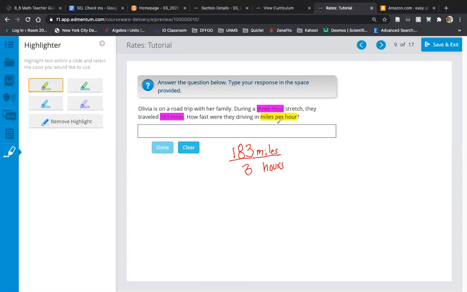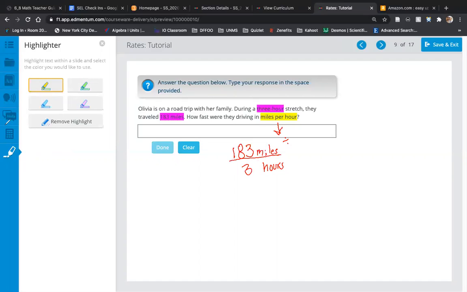When you see this per in math, that really means division. So it's telling you what to do. It's telling you take the miles, divide it by the hours. So a lot of times you can work backwards from the units to figure out what you need to do with the numbers. So if we do 183 divided by 3, does anybody know what we get? So it's going to be the unit rate. What is the unit rate for this example?